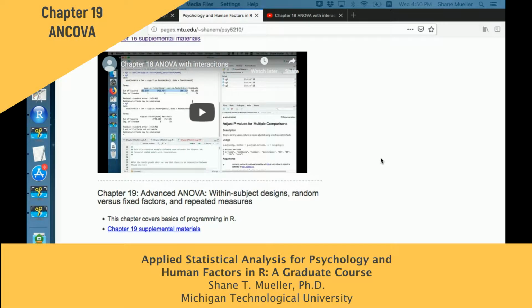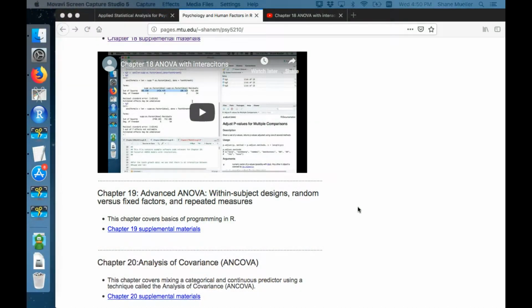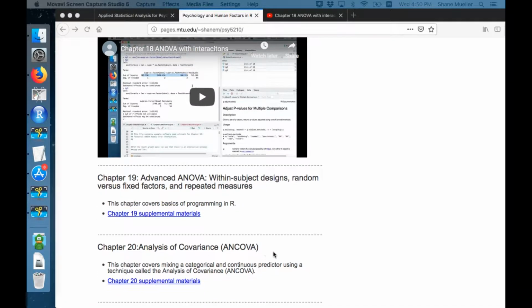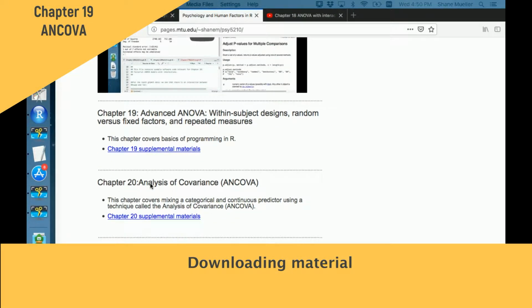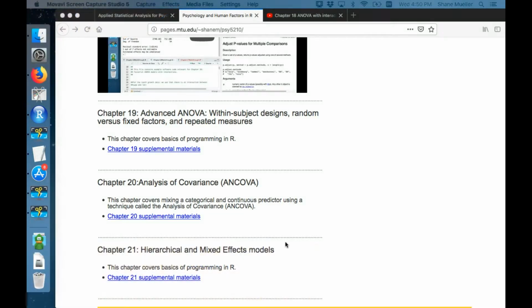All right, this is chapter 19 of Advanced Statistics for Psychology and Human Factors. Actually, if you look on this, it says we're on chapter 20. We're going to be doing the analysis of covariance in this video. I've rearranged the order of these, so it's really 19. By the time you look at this website, this will be 19, and this will be moved to 20.